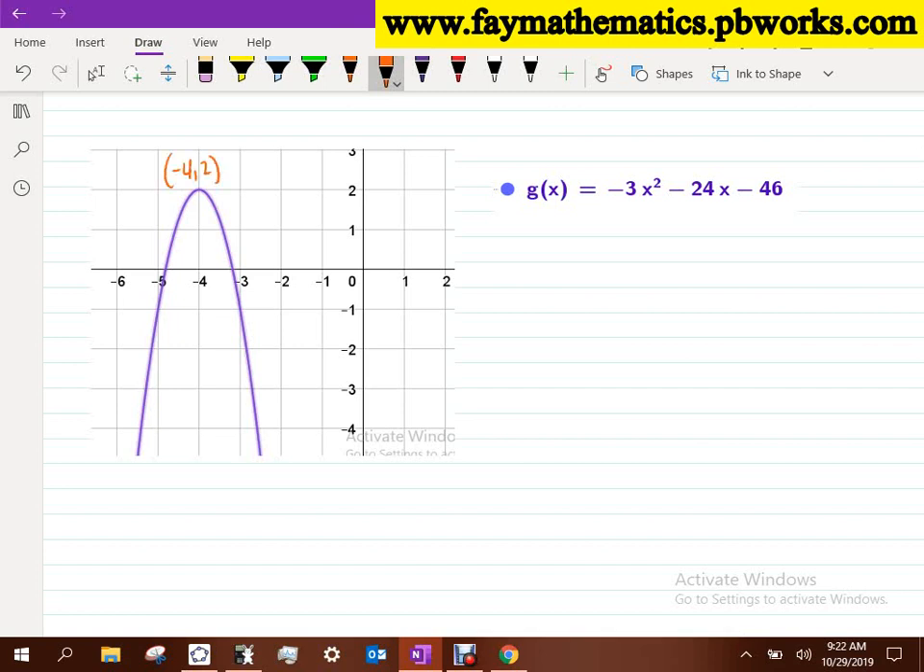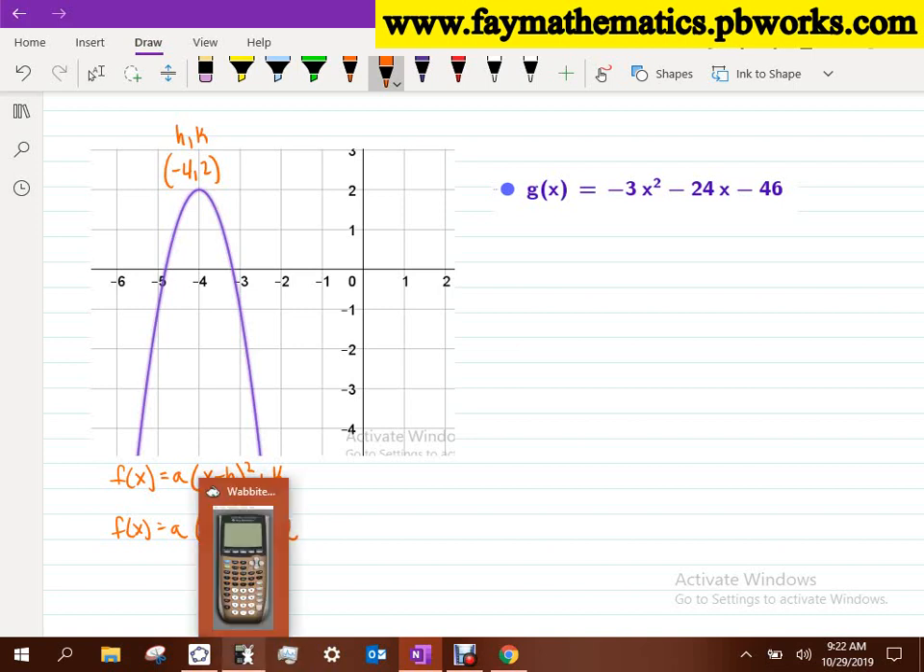Doesn't every parabola, no matter what it is, follow the form a(x minus h) squared plus k? Yeah. Isn't this h comma k? Yeah. So doesn't that mean f of x is equal to a(x minus the negative 4) squared plus your k? Doesn't it mean that?